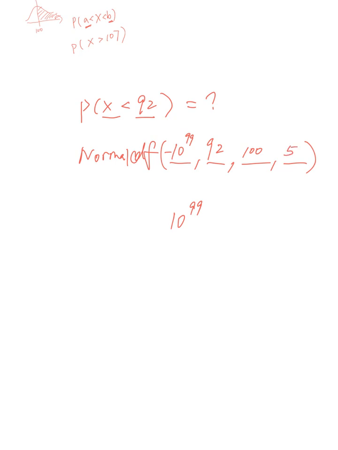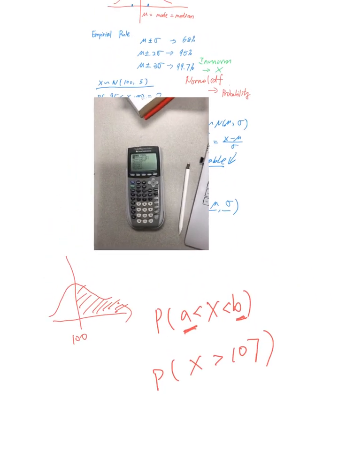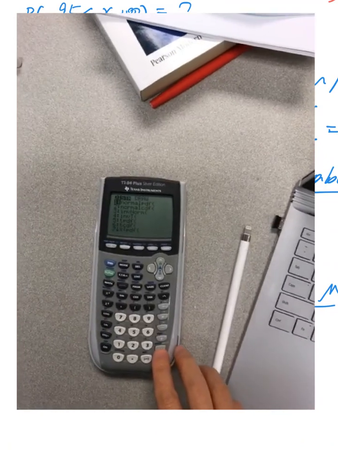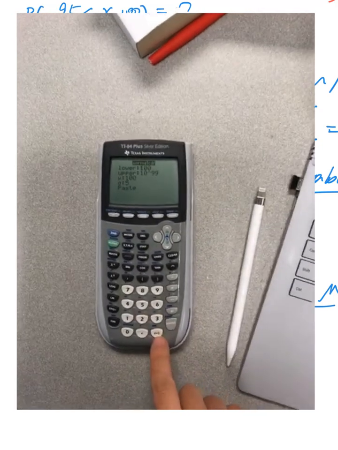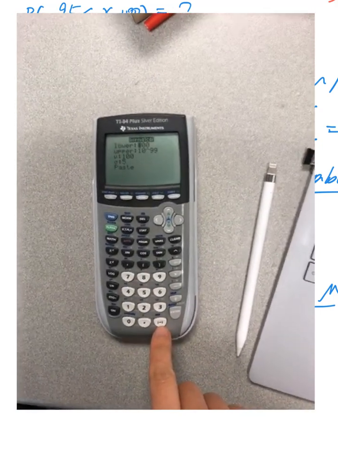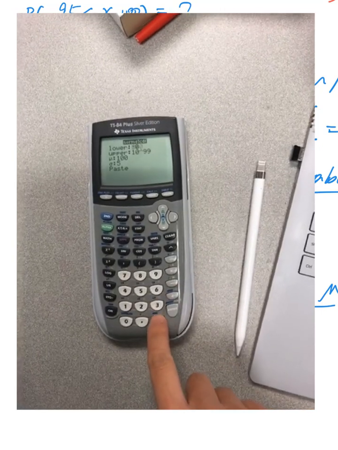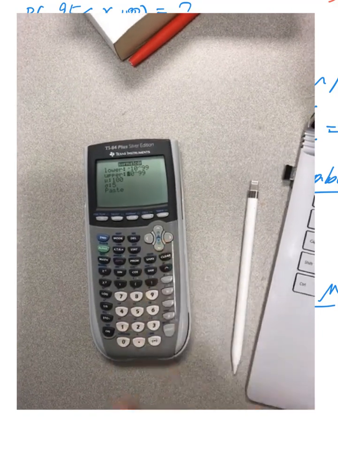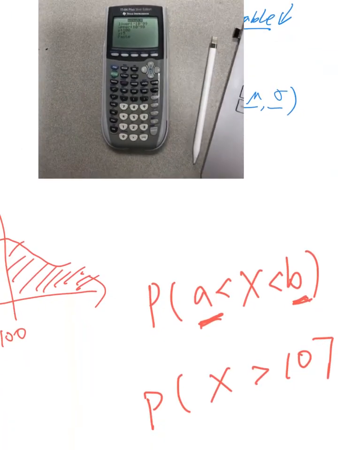Does that make sense? Now I will use my calculator. Where is my calculator? Here. Normal CDF. Lower is negative. Be careful, the negative sign is here. Use this one, don't use this one. This is not negative; this is negative. Negative 10 to the 99. And for the upper, we are looking for the probability for x less than what? I cannot remember the number.